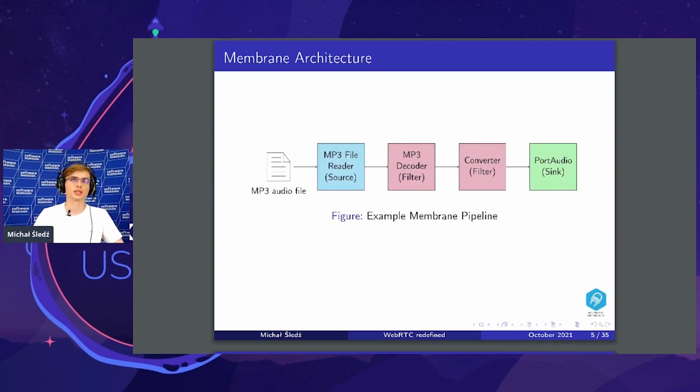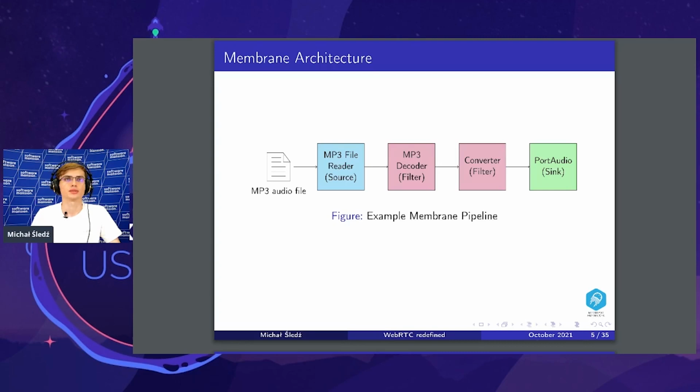The most basic and elementary entity in Membrane is an element. There are basically 4 types of elements in Membrane. Membrane elements are grouped and linked into pipelines. I would say that a pipeline is a one directional flow of data. Here in this figure, I present a very simple Membrane pipeline that is responsible for reading an MP3 audio file and playing it in your headphones.